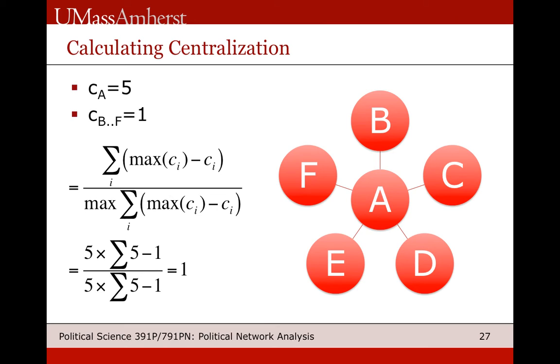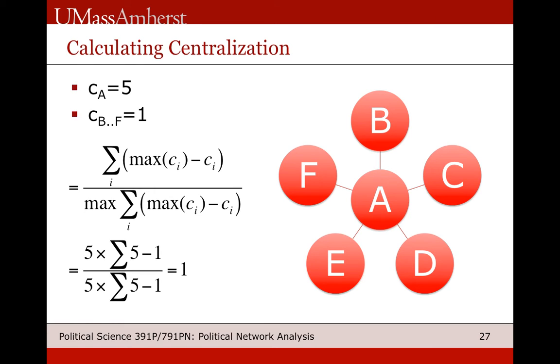But then if we try to think about what the maximum number or the maximum difference that could exist in the network, a star network is in fact the most centralized network. So in other words, it's a network in which it's connected, but A has every possible tie that could exist, and everybody else has only 1. Nicely enough, what we see is that our centralization score is 1, which again is what it should be.